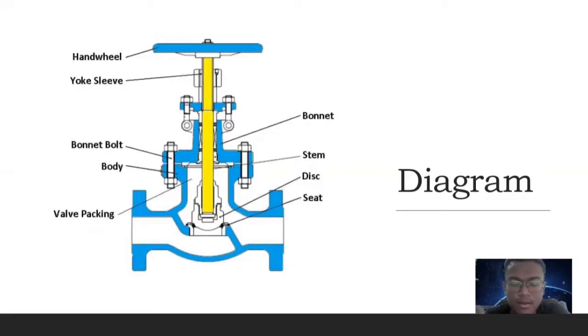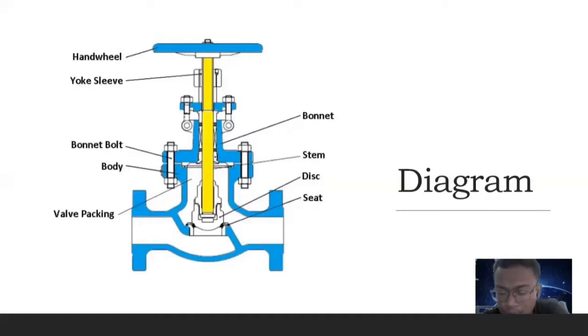First, the body. It is the main part of the flow control valve, in which all other parts are kept together by a structure called the body. The piping in the valve body is achieved with the help of bolts and welded joints. It is usually made of cast iron and is also called a valve shell.